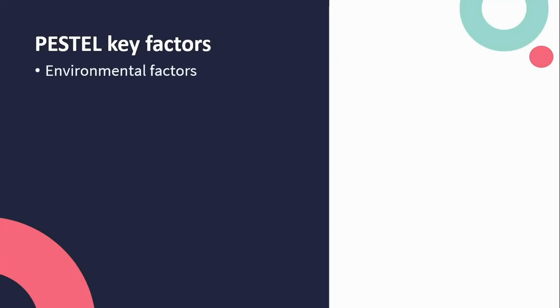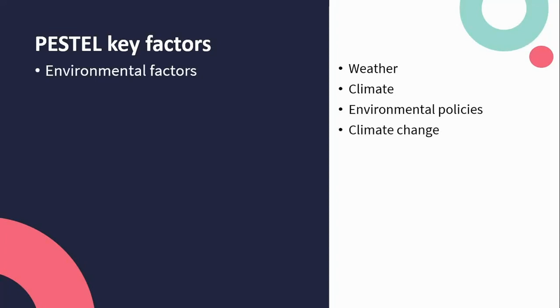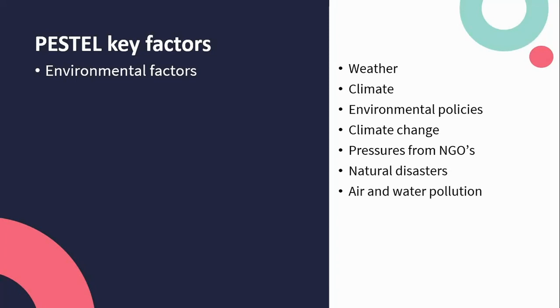Next will be the environmental factors. Here it will be things like the weather, climate, environmental policies, climate change, pressure from NGOs, natural disasters, air and water pollution. So for example, if you are a farmer, it is very important to understand the weather conditions, what is coming up, how climate change is impacting your business, right? Because you have to produce produce in order to make money. So therefore, a farmer will look into the weather conditions, natural disasters, and how to protect his farm and his company from those issues. And a company will do the same in this environment.